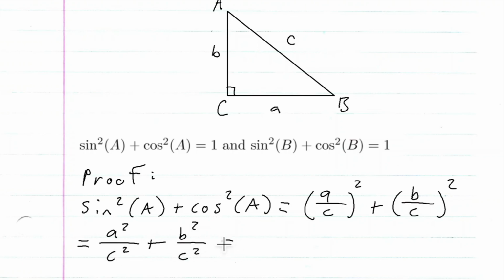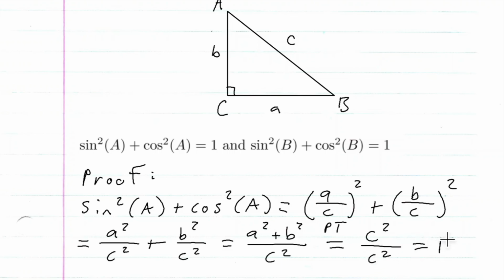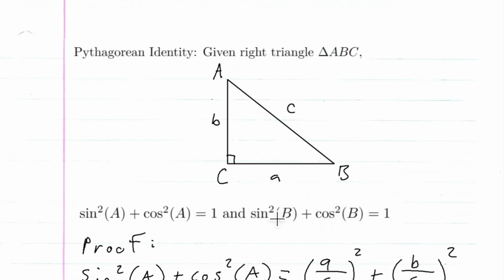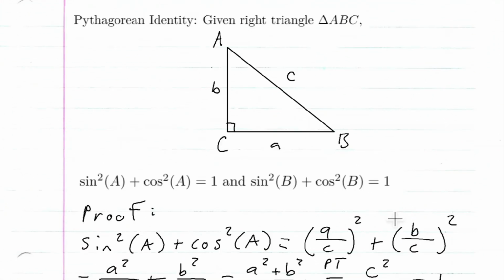Since we have a common denominator, this is the same thing as A squared plus B squared over C squared. Of course, A is a leg and B is a leg, so by the Pythagorean theorem, we know A squared plus B squared is C squared. So this would be C squared over C squared, which is equal to 1, right? So we've shown that sine squared A plus cosine squared A is equal to 1. And we can also show that sine squared B plus cosine squared B is equal to 1.